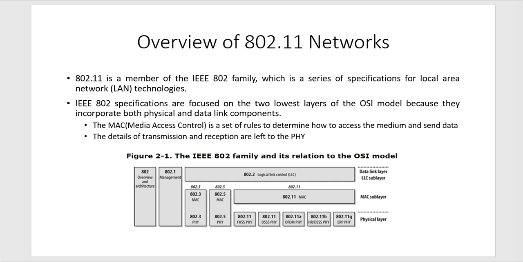Here you can see the 802 specification terms. This all is the data link layer. This is physical. The data link layer is again subdivided into two parts. The upper one is known as LLC, that is logical link control, and the lower one is known as MAC, media access control. Okay. Then the physical layer.